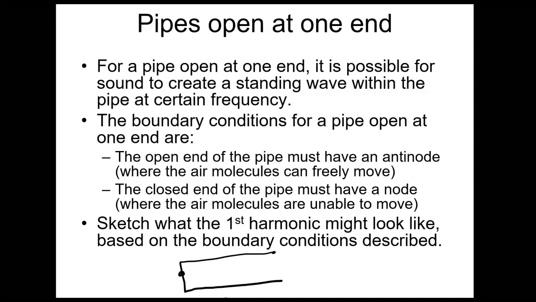We have to have a node here. We have to have an antinode at the open end. Now remember, nodes and antinodes have to alternate, so we don't actually need anything other than one node and one antinode. The first harmonic for this type of standing wave actually looks something like this. Okay, and that's it. Here, we usually say the length of the pipe is L. I will come back to this on the next slide where I have more space, but make sure you add this picture to your notes so far.